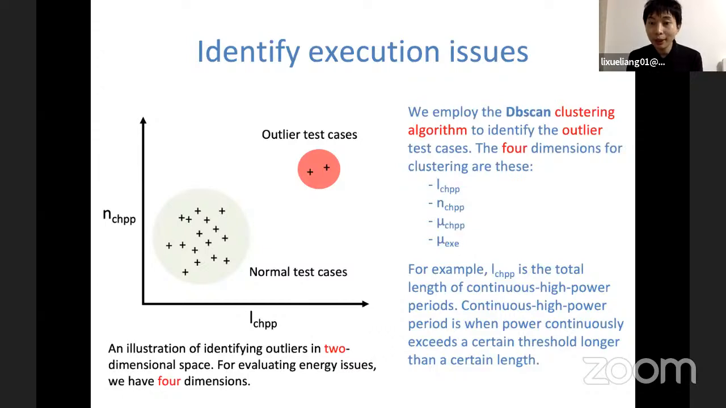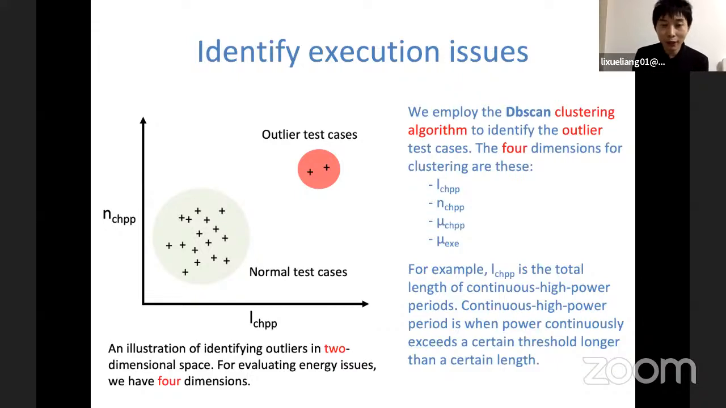We use the DBSCAN clustering algorithm to help us identify them. We have 4 criteria, 4 dimensions for the clustering. The criteria are LCHPP, NCHPP, MuSHPP. So based on these 4 criteria, we can identify the outliers.